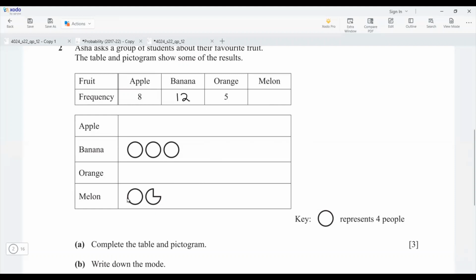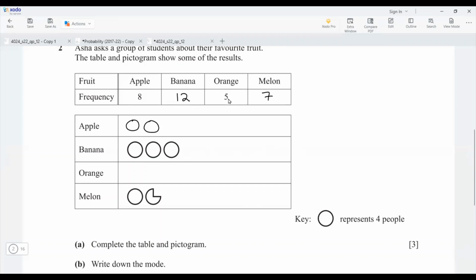What about melon? Means one is completely 4, the other one is 3. Means 1/4 is missing. So 4 plus 3 results in 7 of melon. So how to complete the pictogram? So for pictogram, look at the frequency table. There are 8 number of people who have the favorite apple. So 4 is basically representing for the complete circle. If we draw two complete circles, it is representing 8 people.